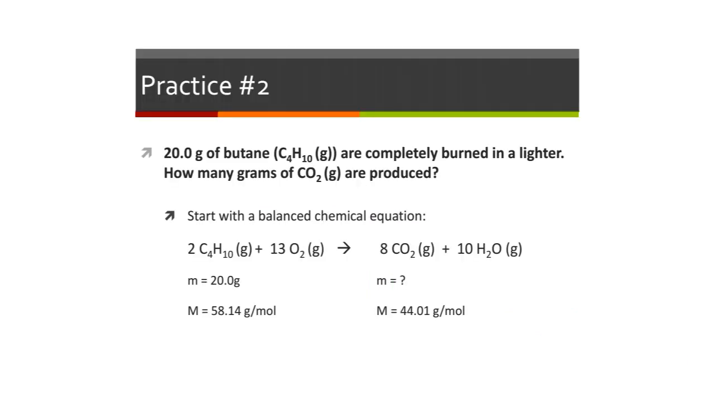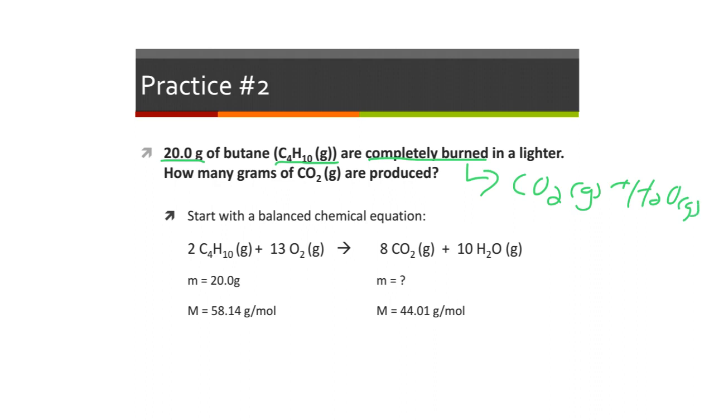Let's try a second example. Here we have 20 grams of butane, and butane is C4H10, is completely burned in a lighter, and how many grams of carbon dioxide gas will we produce? And if you remember, in complete combustion, we get CO2 and water vapor.